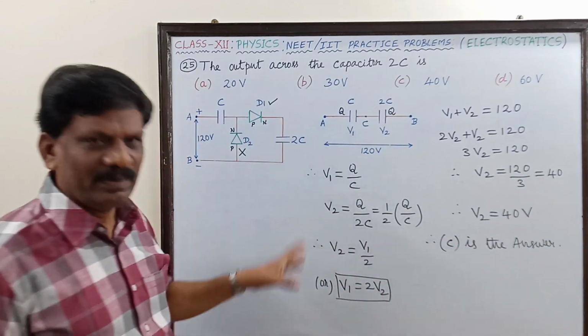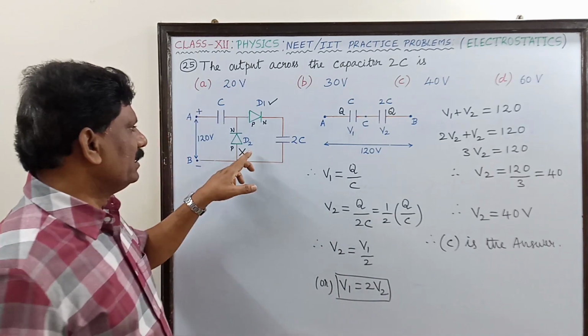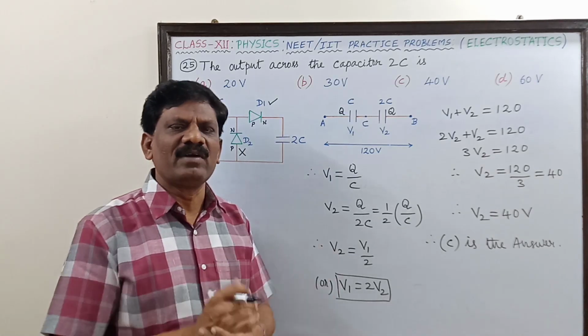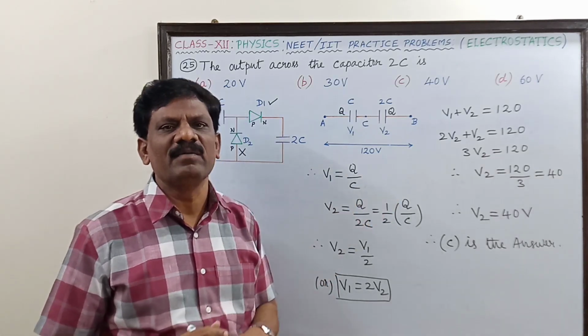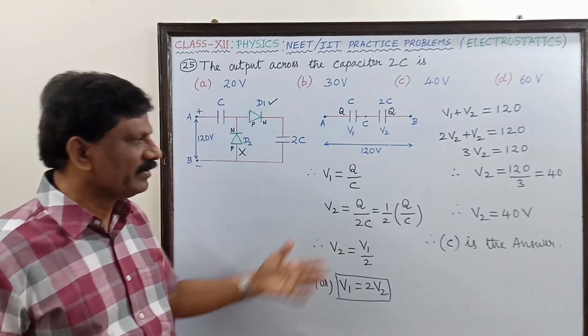It's a very simple and easy problem. Only the idea that is applied here is the forward and reverse bias of the diode. When a diode is forward biased, it sends the current, and when the diode is reverse biased, it is switched off. Okay, I hope you must have understood well. Fine.